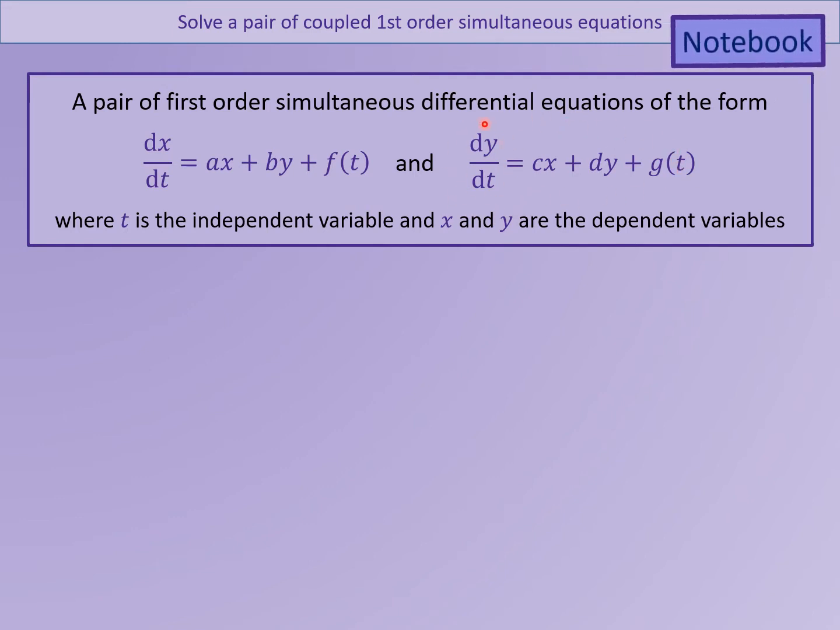The differentiation of y in terms of t must equal some amount of x plus some amount of y plus some function of t. And just to remind you, as you can see on here, t is the independent variable. That's always the variable on the denominator part. What's it in terms of? That's your independent variable, whereas x and y are dependent variables.